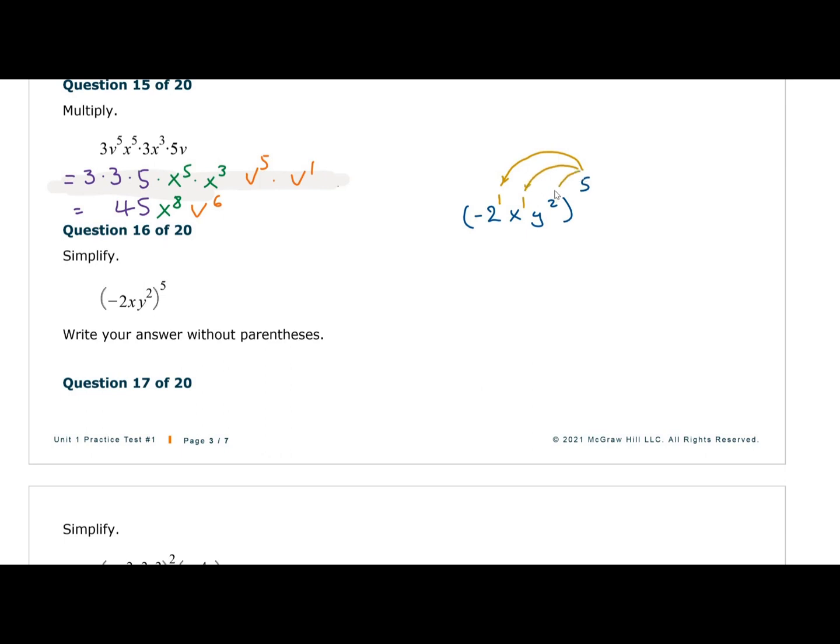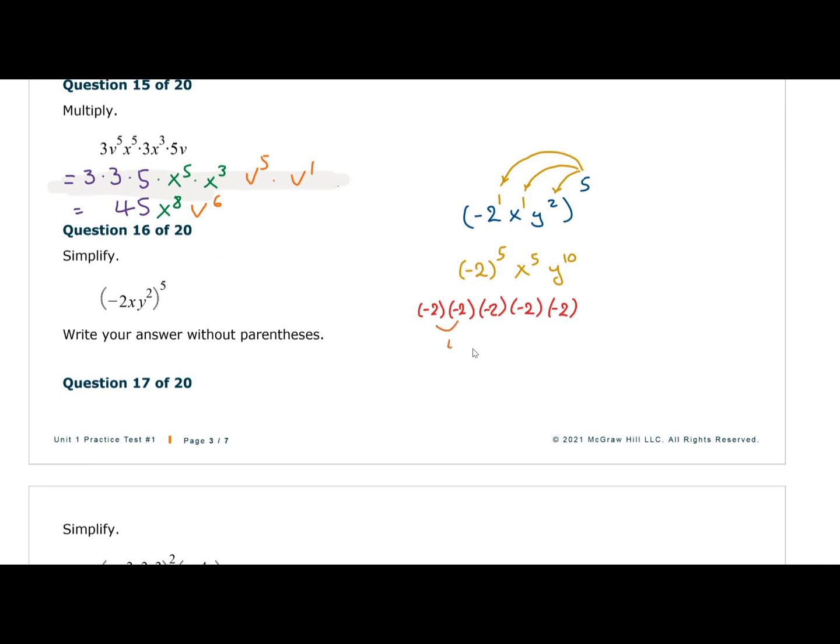We multiply the exponent by the exponent. So that will give you negative 2 to the fifth power, x to the fifth power, and y to the 10, because 2 times 5 is 10. Negative 2 to the fifth power means negative 2 times negative 2 times negative 2, 5 times. I put the parentheses around negative 2 to remind you that this negative is important. Make sure you do your signs correctly.